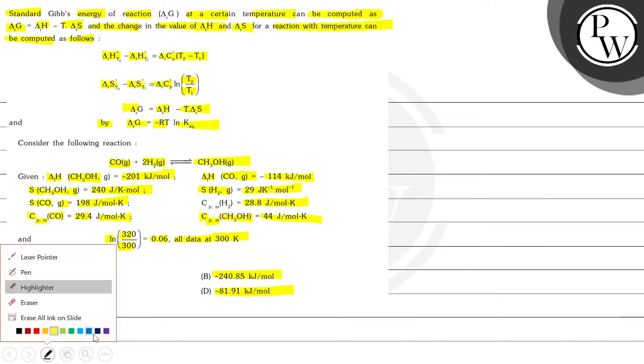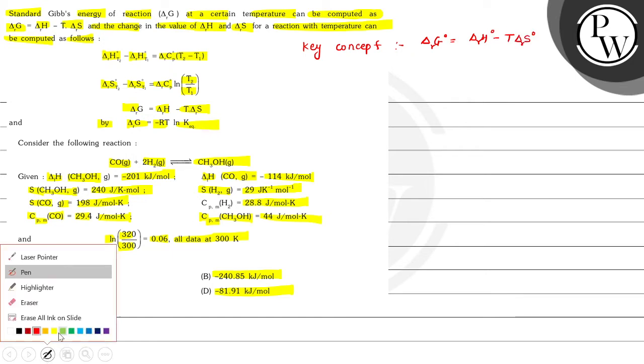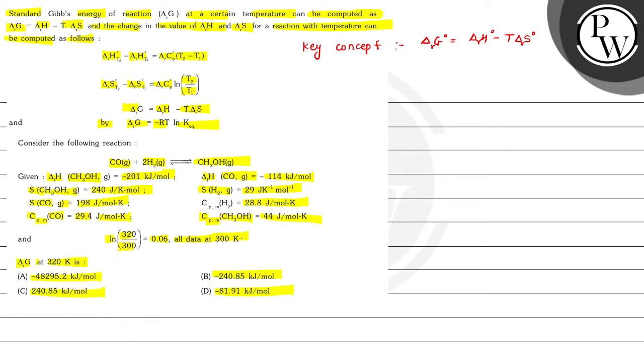Now we have to calculate the value of change in Gibbs free energy. So we can write our key concept. This value can be calculated as del G reaction is equals to del H minus T del S. Okay, so the data that are given to us in the question are all given at 300 Kelvin.